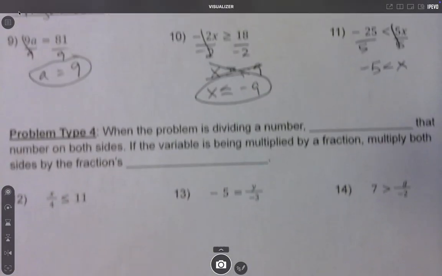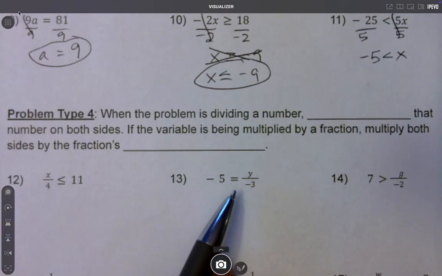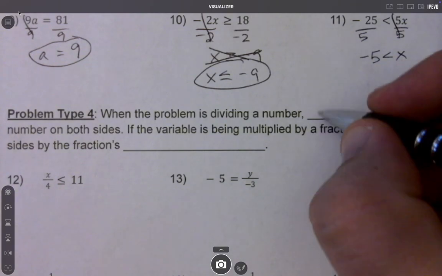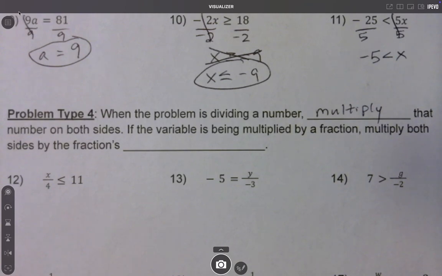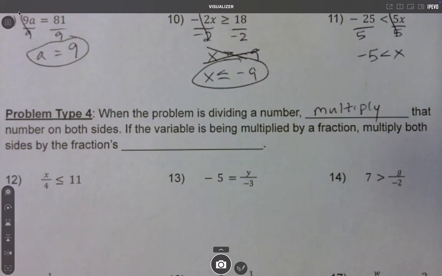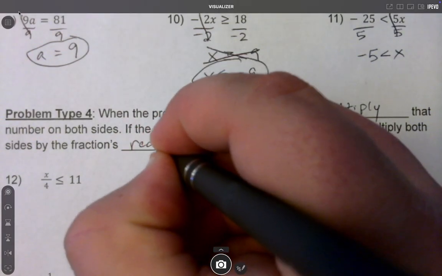Okay, last type. When the problem is dividing a number, which you can see these are x divided by 4, y divided by negative 3, g divided by negative 2, you multiply that number on both sides. And if the variable is being multiplied by a fraction, which you'll see once we get down to 15 and 16, you multiply both sides by the fraction's reciprocal.